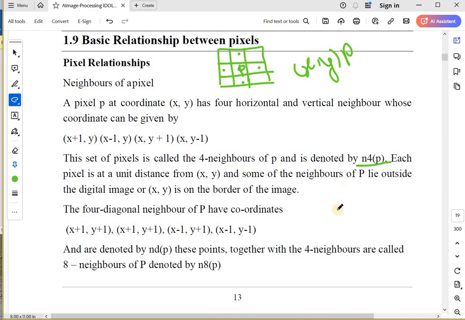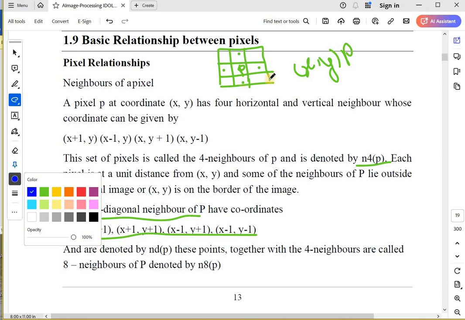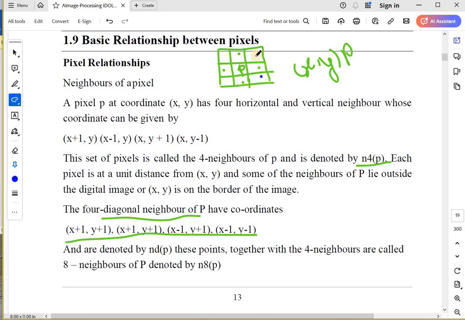But you don't have only these 4 neighbors. A pixel has 4 more neighbors, which are called the 4 diagonal neighbors of P. And these are their coordinates. So which are these pixels? Let me use another color for showing you this. So these blue color dots that you can see are the diagonal neighbors of P, which are called ND of P.